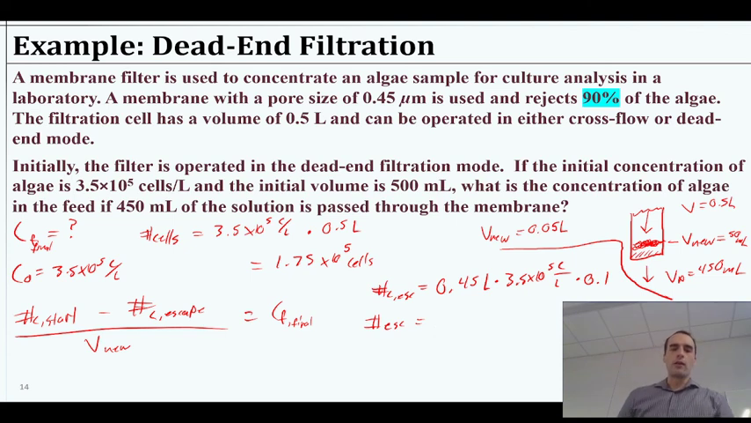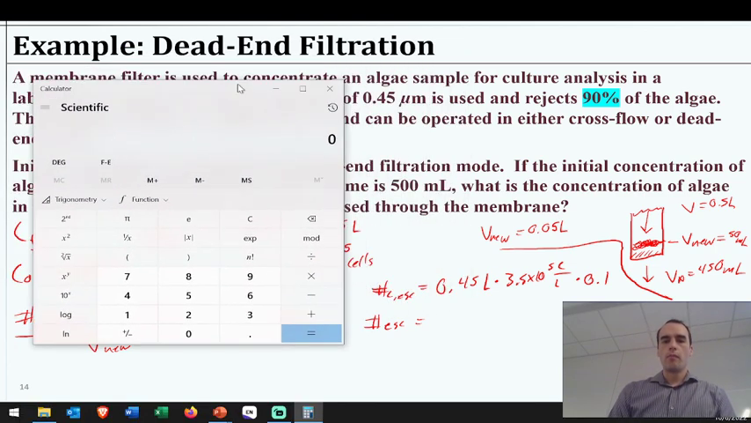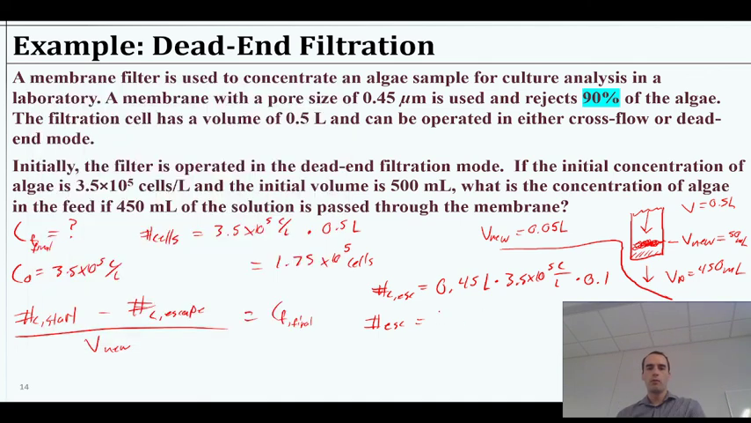So we can put that in a calculator, and essentially I can just take that 0.1 and then reduce the times 10 to the fifth down to times 10 to the fourth for that. But I can take 0.45 times 3.5. So it'll be 1.575 times 10 to the fourth. So that's the number that escaped.